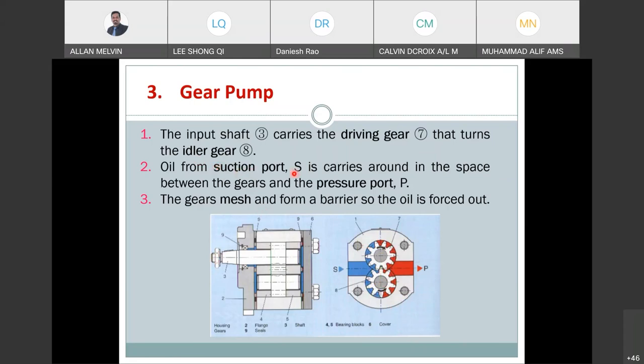Oil from suction port S. So you have a suction port S, meaning the oil inlet is carried around in the space between the gears and the pressure port. So it's using the space between the gears to fill the oil, and the gear mesh forms a barrier. After some time there is no more space and the oil will be pushed up. So that's how the gear pump works.